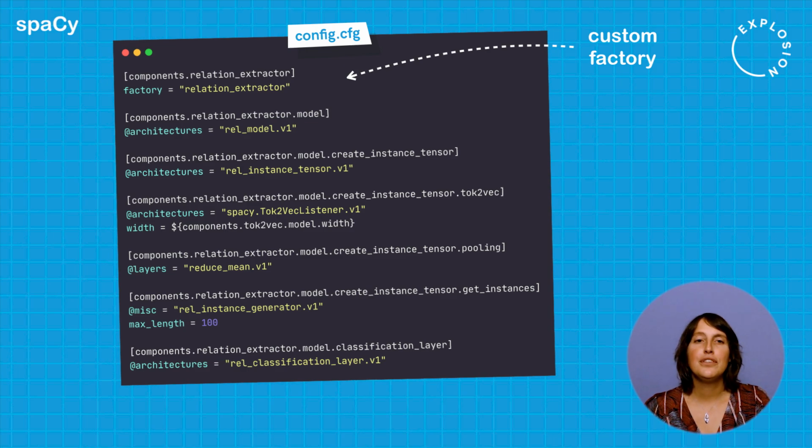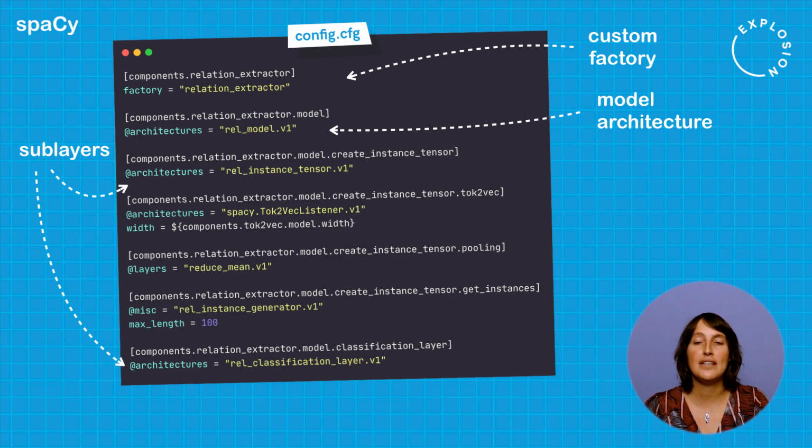Our second component, the relation extractor, refers to a similarly named factory that is not built in. In fact, we'll implement it in just a second. But we can already see here that it will receive a model defined by the architecture rel_model.v1, which is the machine learning model that we implemented in the first part of this video. If you recall, this architecture chains together two sublayers. The first being the layer which creates the instance tensor and which needs access to a tok2vec layer, a pooling layer, and a get_instances function. And a second layer which is a classification layer.